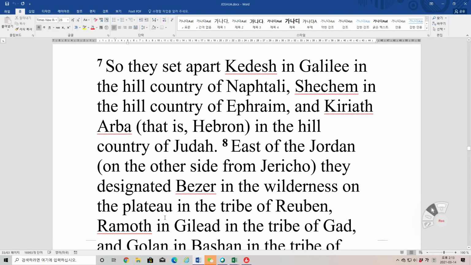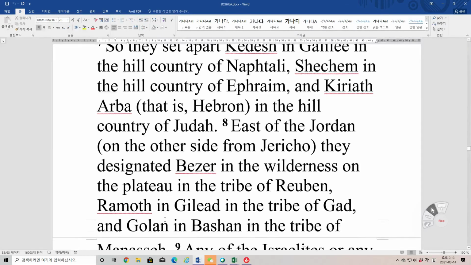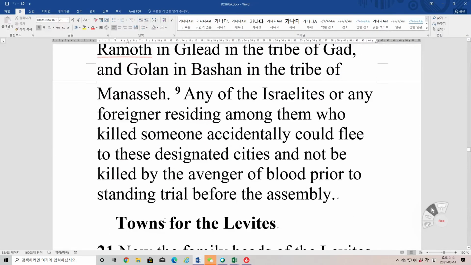So they set apart Kedesh in Galilee in the hill country of Naphtali, Shechem in the hill country of Ephraim, and Kiriath Arba, that is Hebron, in the hill country of Judah. East of the Jordan on the other side from Jericho, they designated Bezer in the wilderness on the plateau in the tribe of Reuben, Ramoth in Gilead in the tribe of Gad, and Golan in Bashan in the tribe of Manasseh.